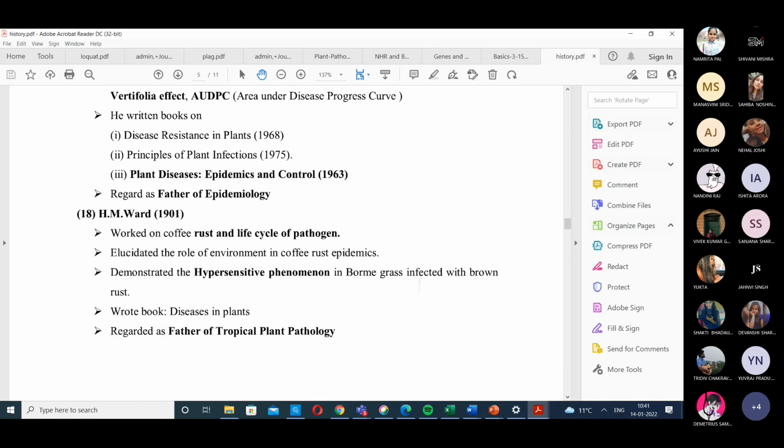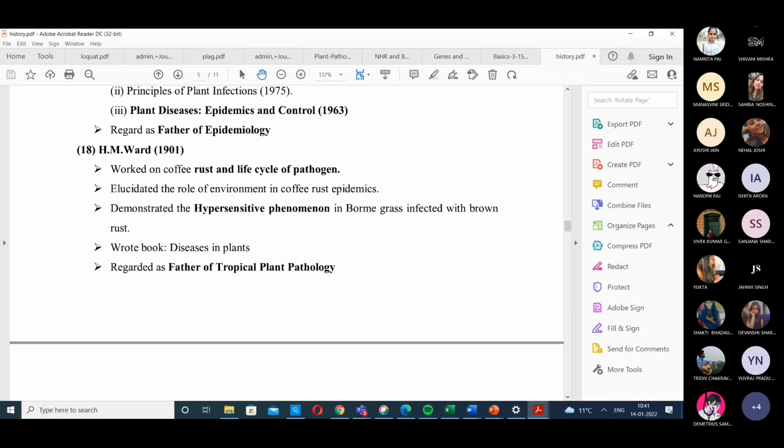Then we have H.M. Ward. He worked on coffee rust and the life cycle of the pathogen. He also demonstrated the hypersensitive phenomenon in brome grass which is infected with brown rust. He wrote a book, Diseases of Plants, and he's known as the father of tropical plant pathology.